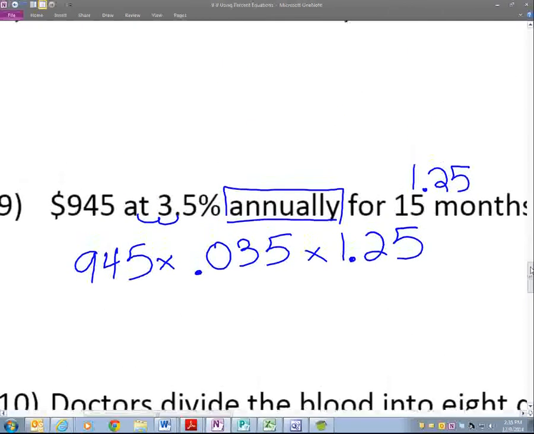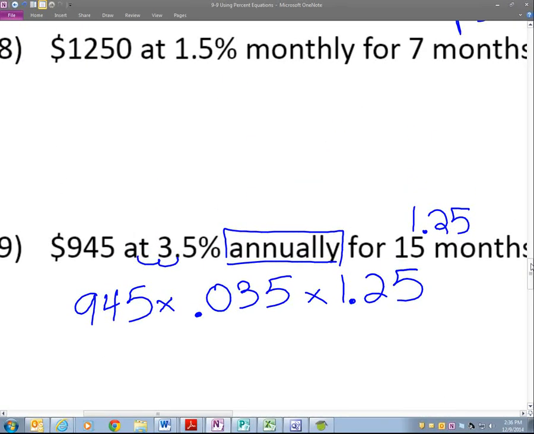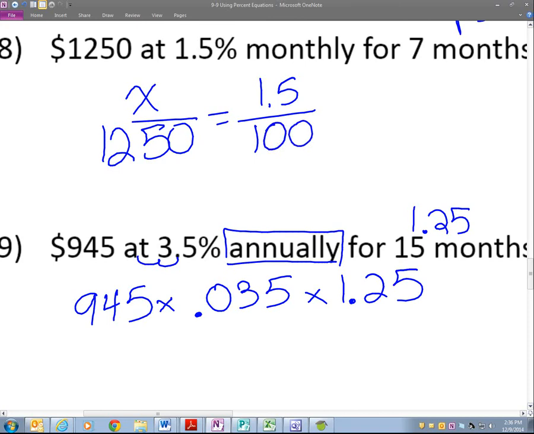I will set up this next one. You will complete it, but I'm going to set it up. I do want you to complete this one, though. So I'm going to do the proportions. We have our principal in the lower part. We're trying to find the interest. And then we're going to have 1.5 over 100. And then eventually we're going to multiply the whole thing by 7.